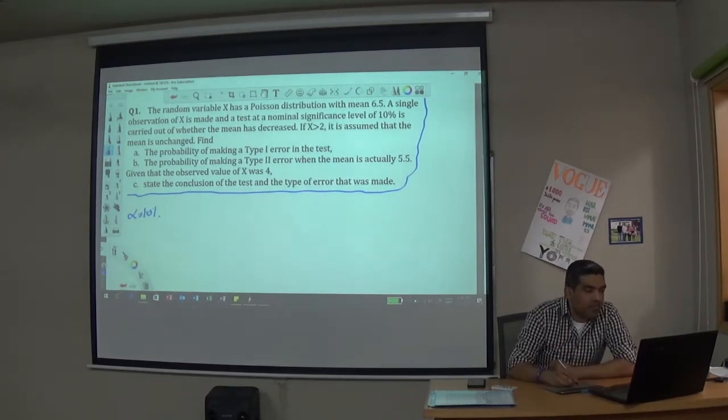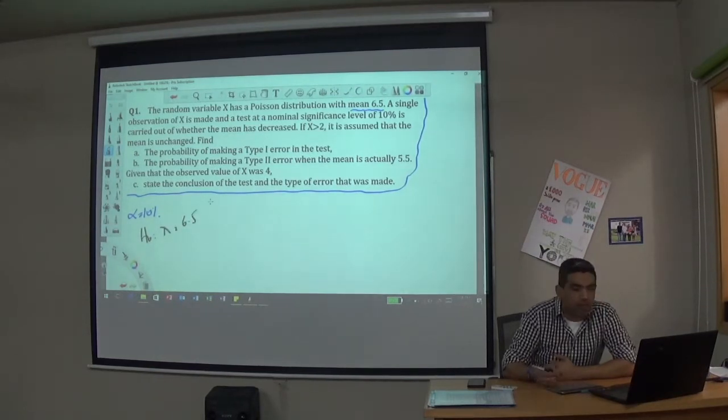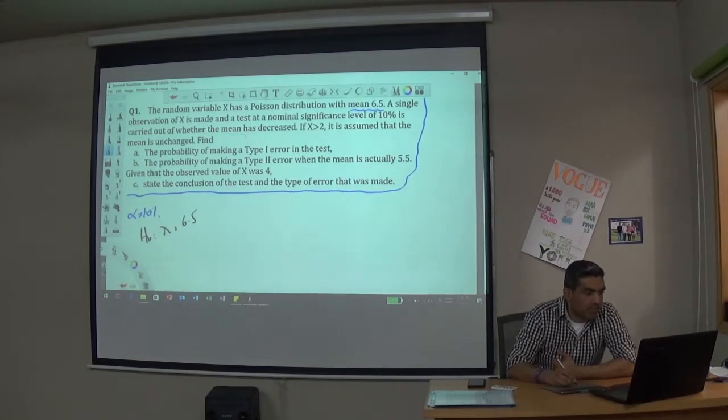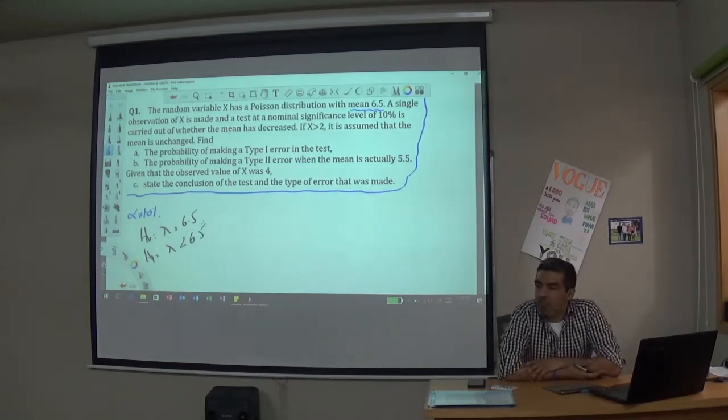See, a random variable has a Poisson distribution, the mean is 6.5. So, the null hypothesis is that the mean lambda is 6.5. But you made certain observations and you found out that the mean has decreased. So that's what we tried to test, that the mean has gone less than 6.5.